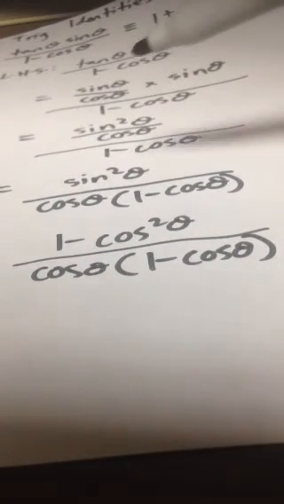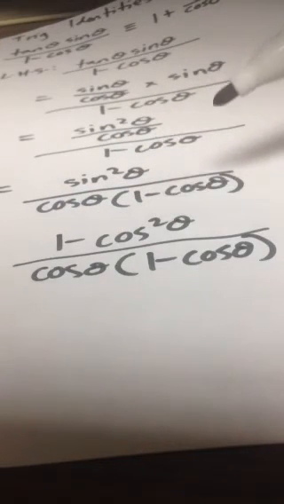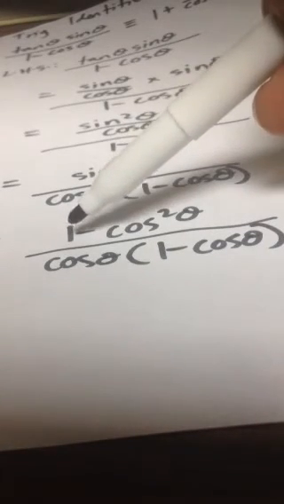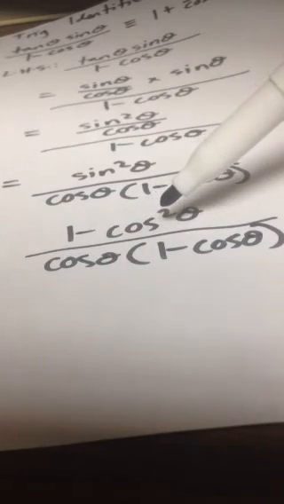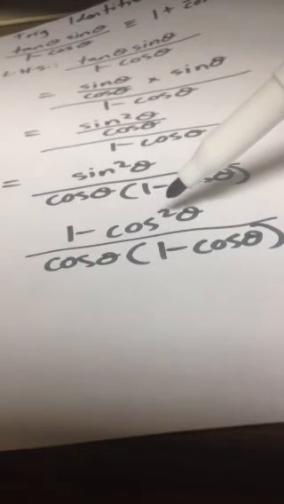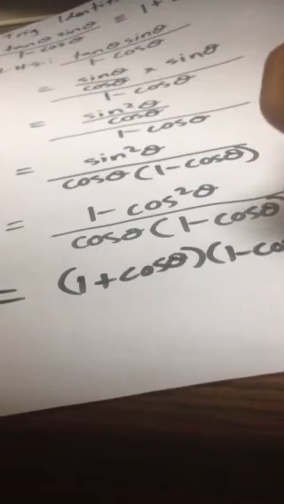quadratics always comes into play. Recognize the difference of squares. 1 minus cos squared theta is the square of 1 minus the square of cos theta. So both 1 and cos squared theta are what we call perfect squares, and they are separated by a minus sign. So recognize 1 minus cos squared theta as the difference of squares. It will factor like this: 1 plus cos theta by 1 minus cos theta.